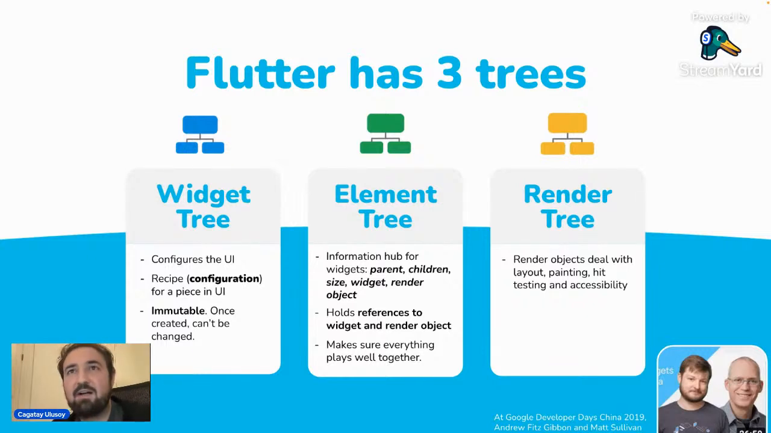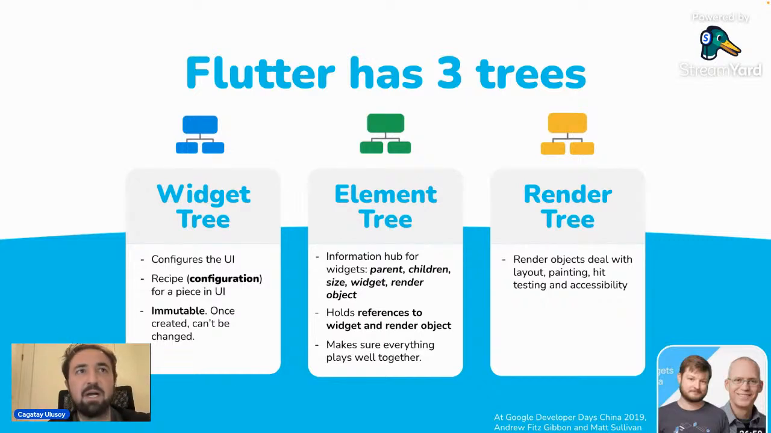And then we have render tree. Render tree has render objects, which do the heavy work, like laying out, positioning, painting, hit testing, semantics, like accessibility. All the hard work is done in the render objects. And element has references to both render objects and the widgets. So let's sum up. Just a second. I'm checking my notes. Yes, let's sum up.